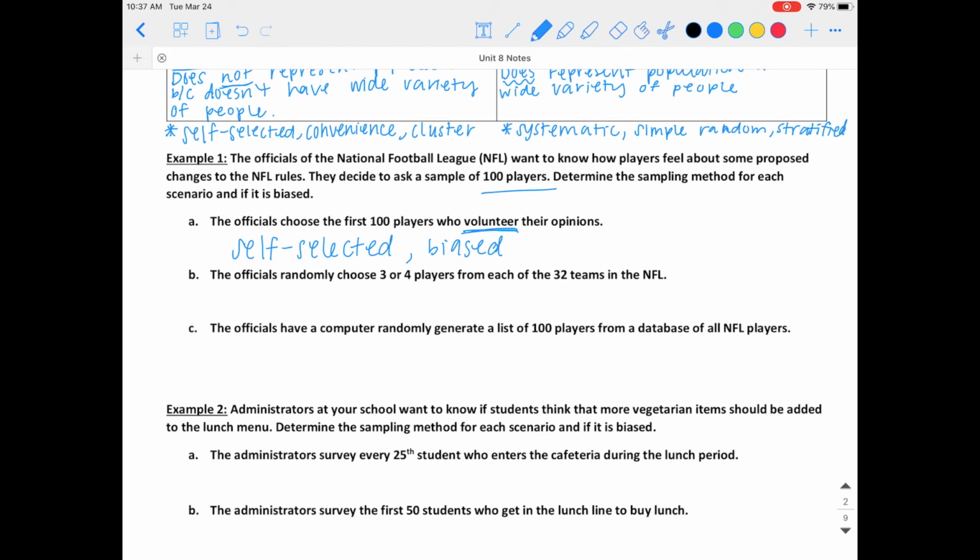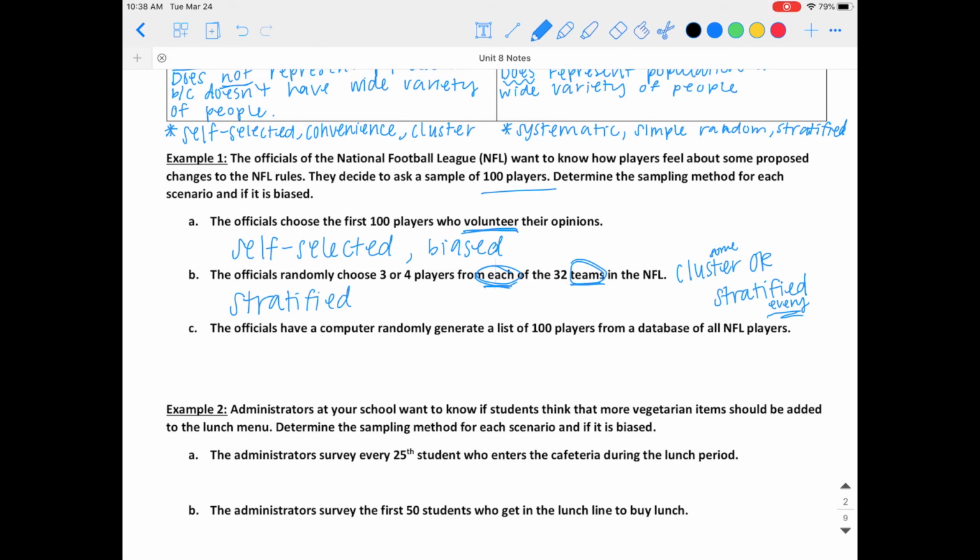Okay, the next situation, the officials randomly choose 3 or 4 players from each of the teams. Okay, so this kind of has two things going on. First of all, we're separating it into teams. That's groups. So if we see that our population is being separated into groups in any way, we can automatically decide that it's either cluster or stratified. And then we just have to figure out, are we taking from some of the groups or from every group? So if we look here, from each of the 32 teams, that's got to be stratified because it's from every single team. So that's going to be stratified.